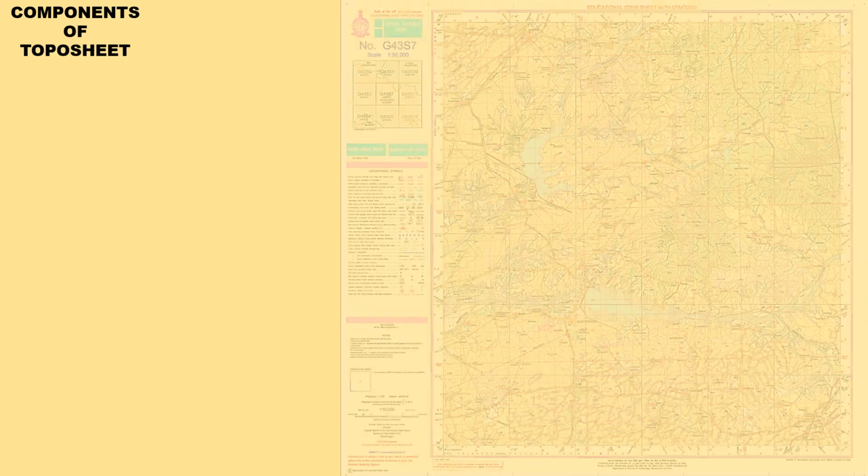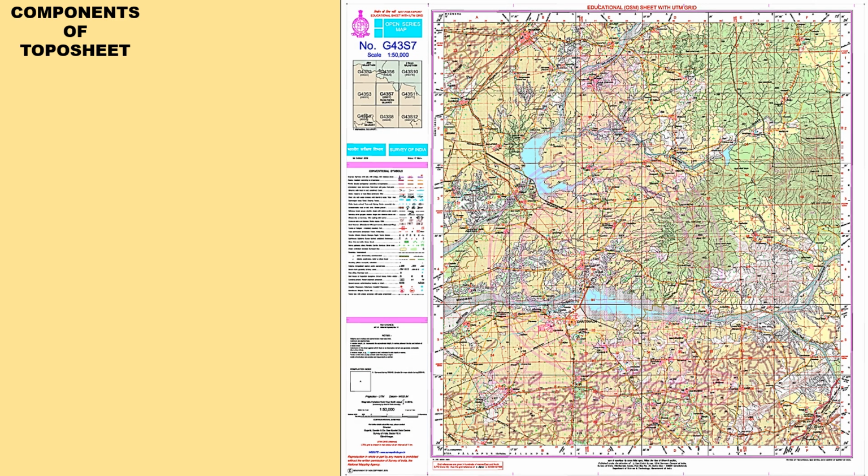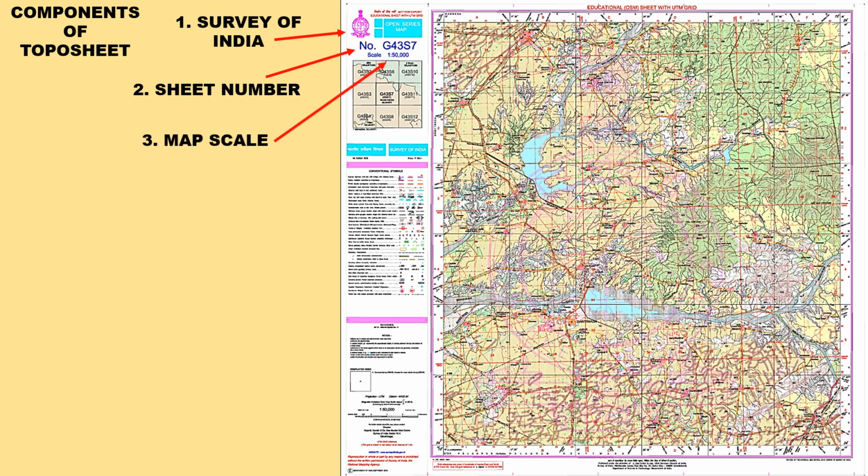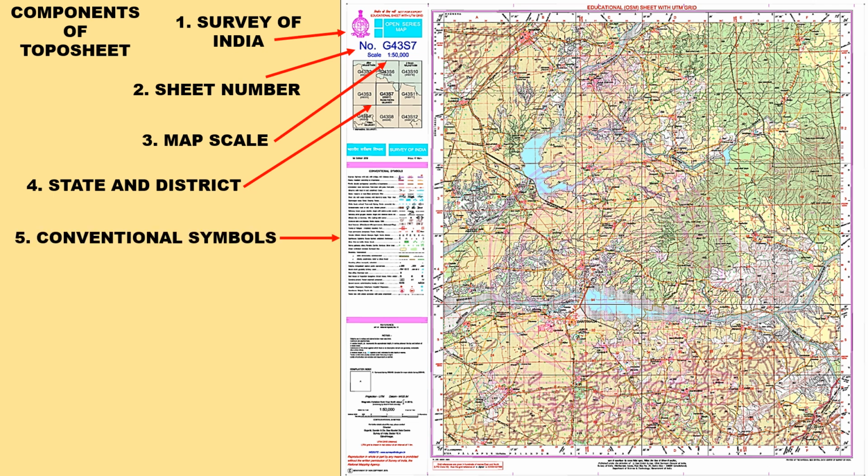Now there are certain important components on the outline of the map which we should know before starting with the Toposheet. First is the main publisher of the Toposheet map, which is the Survey of India. Second, the sheet number. Third, the map scale. Fourth, the state and district reference. Fifth are the conventional symbols that represent the actual objects shown on the map. And sixth is the representative fraction.